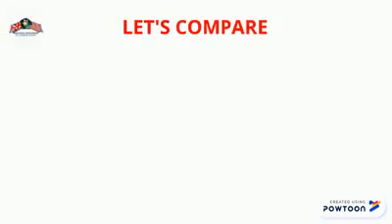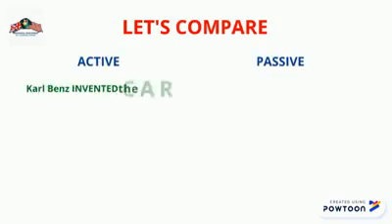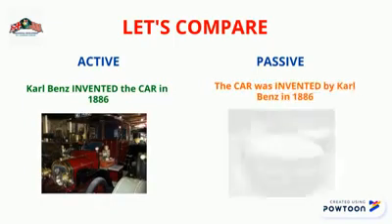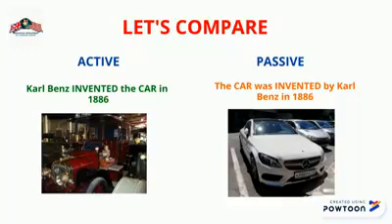Let's compare. Active. Carl Benz invented the car in 1886. Passive. The car was invented by Carl Benz in 1886. El carro fue inventado por Carl Benz en 1886.